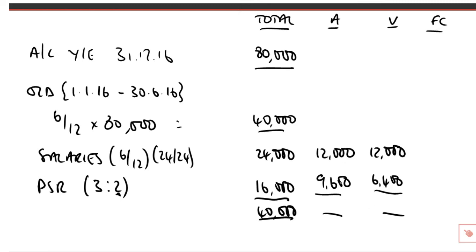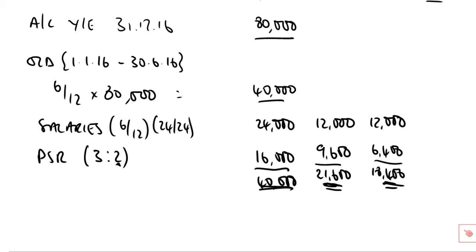Add down partner A for this part of the accounting period. What's that? 21,600. Partner V, 18,400. Crosscast, 18,400 plus 21,600. Yep, that is £40,000. And the old agreement, the first part of the accounting period, has now been dealt with.